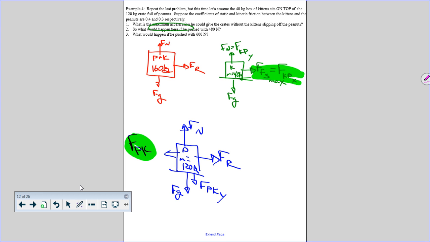Okay. So that's the force of the kittens pushing the... No, the force of the peanuts pushing the kittens up. And that's the force of the kittens pushing the peanuts down. It is insane. It's a lot to... I know, I get it.